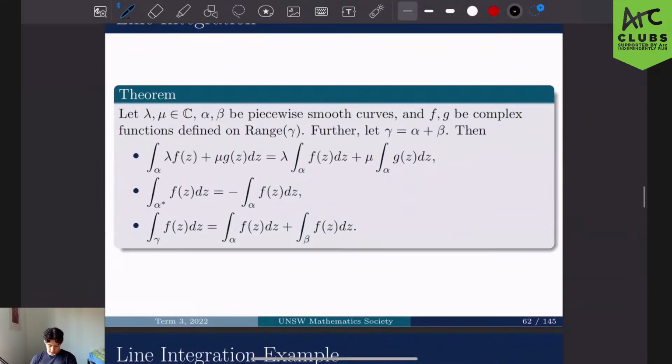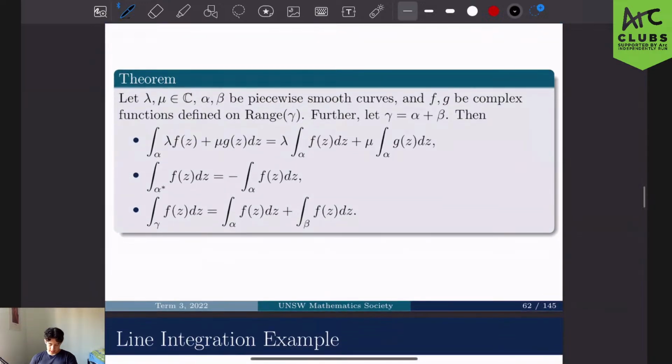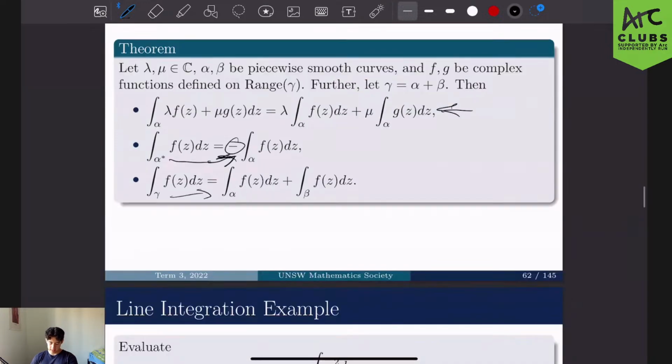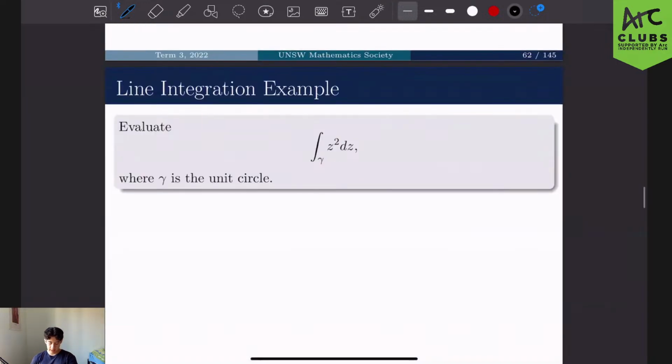Sorry, got some theorems here. This is similar to before. It's linear, so you can split it up. And when we're integrating with the reverse, we just have a negative sign here. And it's piecewise, so we can split up the integral into different parts if that makes it easier, and it's still going to be the same value for the integral.